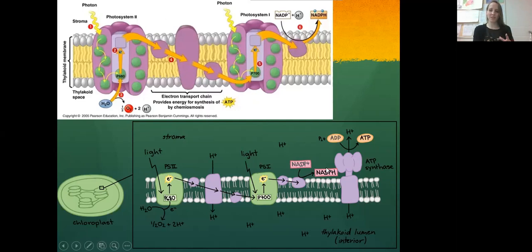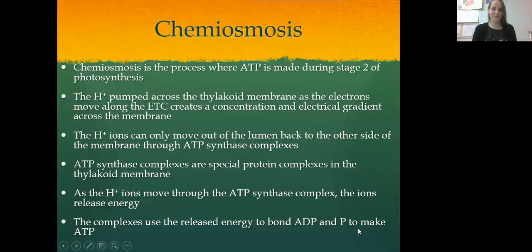Okay, so that's everything that we've talked about so far. We haven't talked about what's happening with this last little weird molecule down here. We'll get into that next.